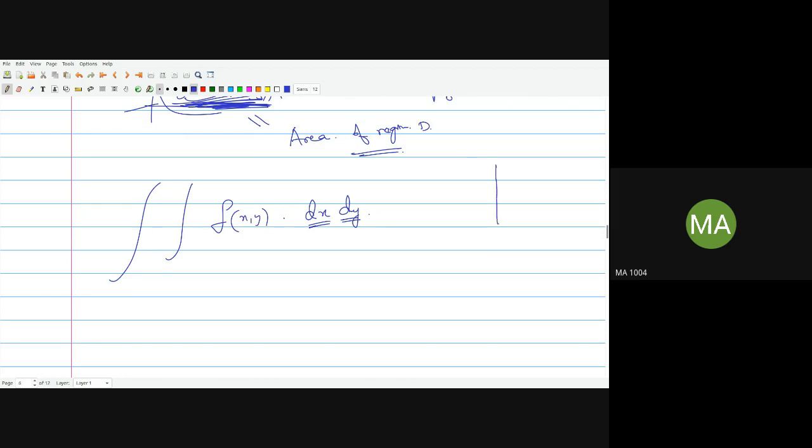It's actually summing the rectangles. If this is the curve and I want to compute the area under it, we take a small dx and multiply it with the height, which is the value at that particular point. Similarly for the other rectangles. The continuous summation is nothing but the integral. So f of xy is the height.